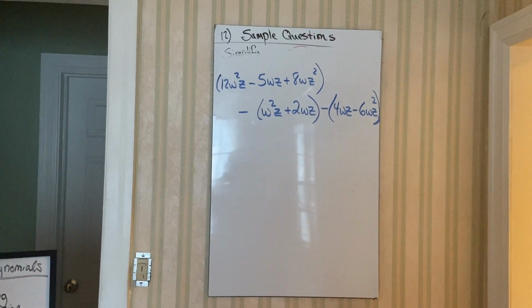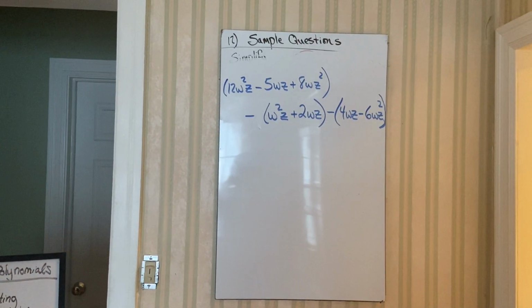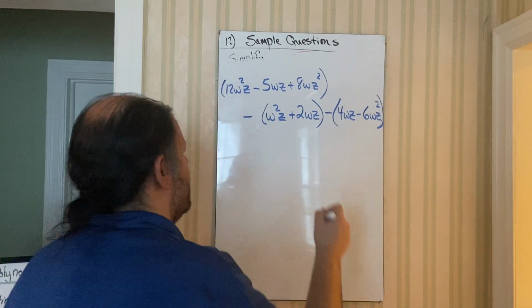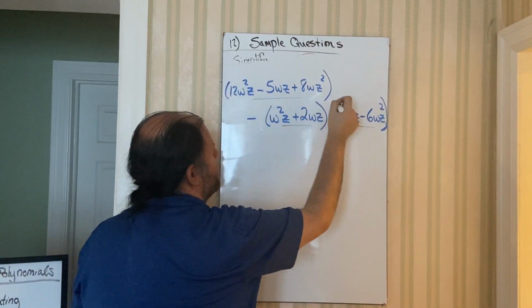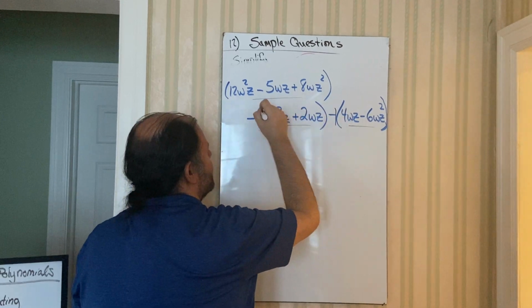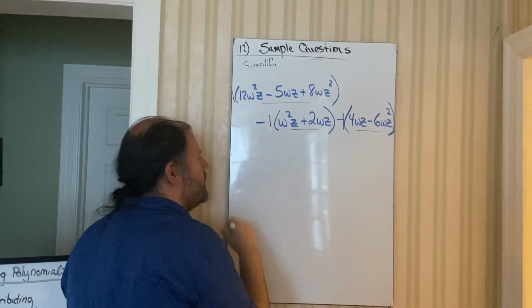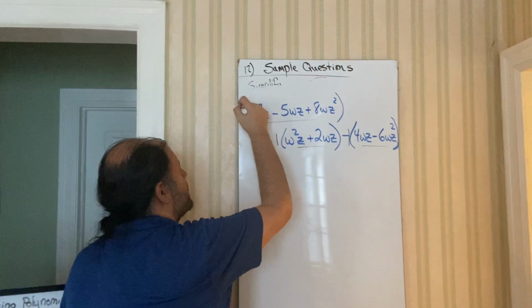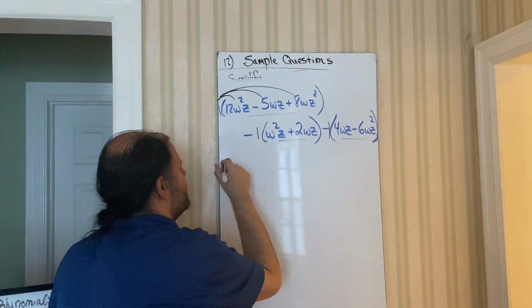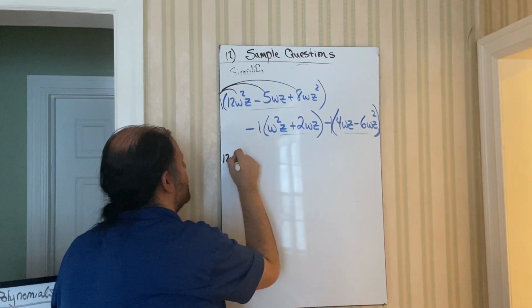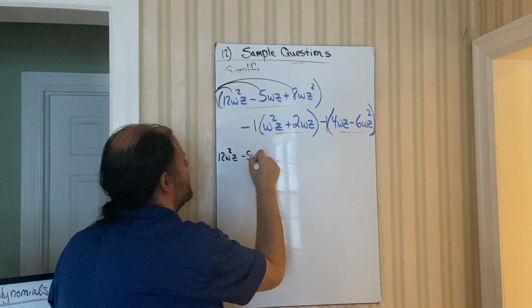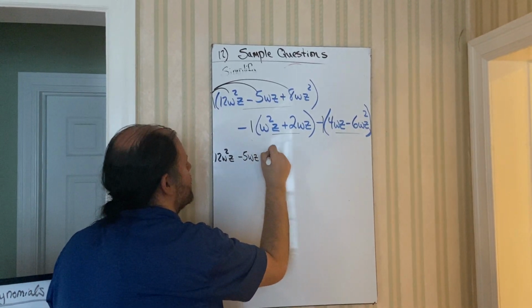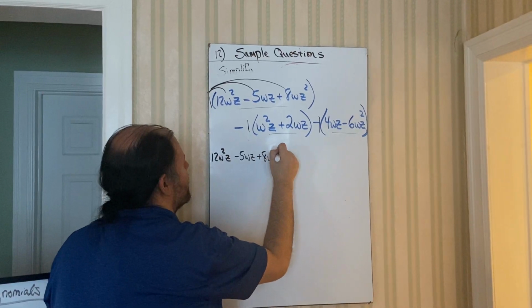So this first step is we need to get rid of these parentheses. How? Binomial, binomial, trinomial. That means the only way we can get rid of it is slip in an imaginary coefficient of 1 and distribute. So when I do this, notice nothing changes. It's going to be just 12w squared z minus 5wz plus 8wz squared.